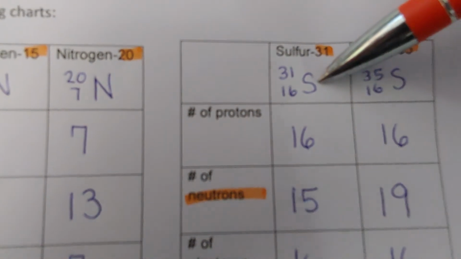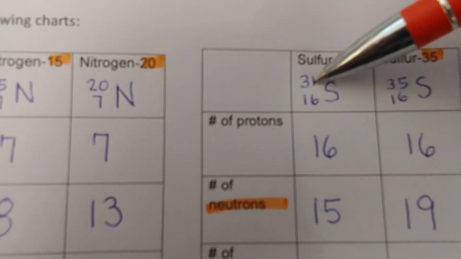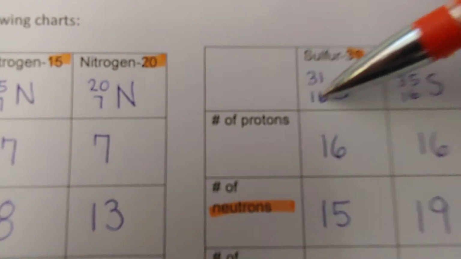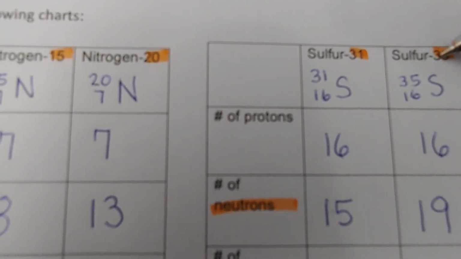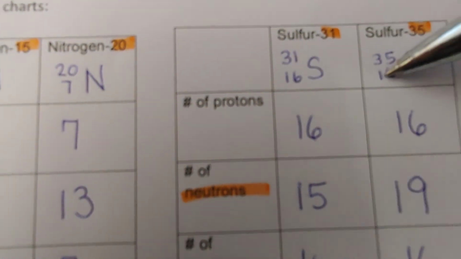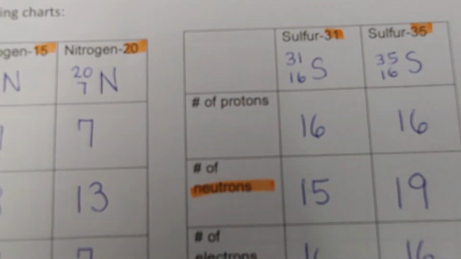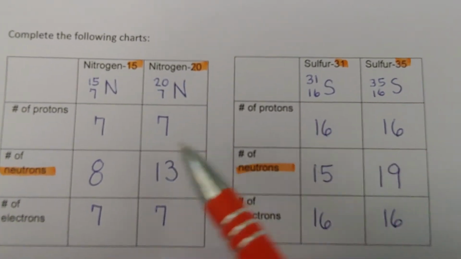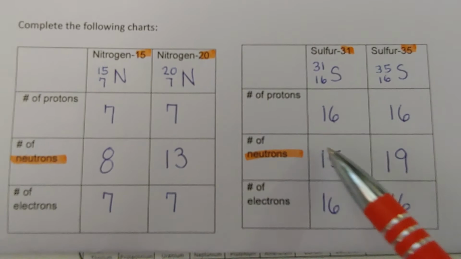As we write their nuclear symbols, remember, you write the mass on top, which is 31, the atomic number on the bottom, and then the symbol to the right. Same thing with this one, but notice that the masses are different because they are different isotopes of the same element. Just like I said in the previous example, the protons are the same.